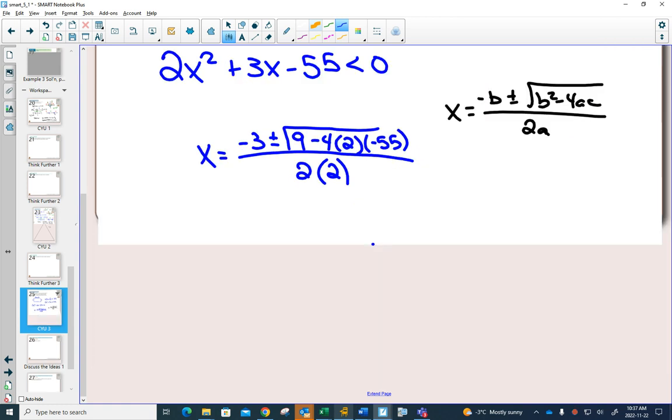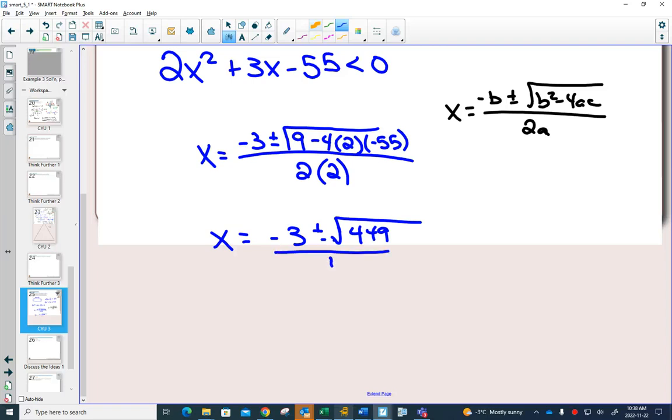Now, the part inside the square root, that's your discriminant. That discriminant is going to tell us if we have 0, 1, or 2 solutions. 0, 1, or 2 roots. Simplifying inside that square root, I'm going to get 9 plus a big number, 440. 440 plus 9 is 449. 449 is a positive number.